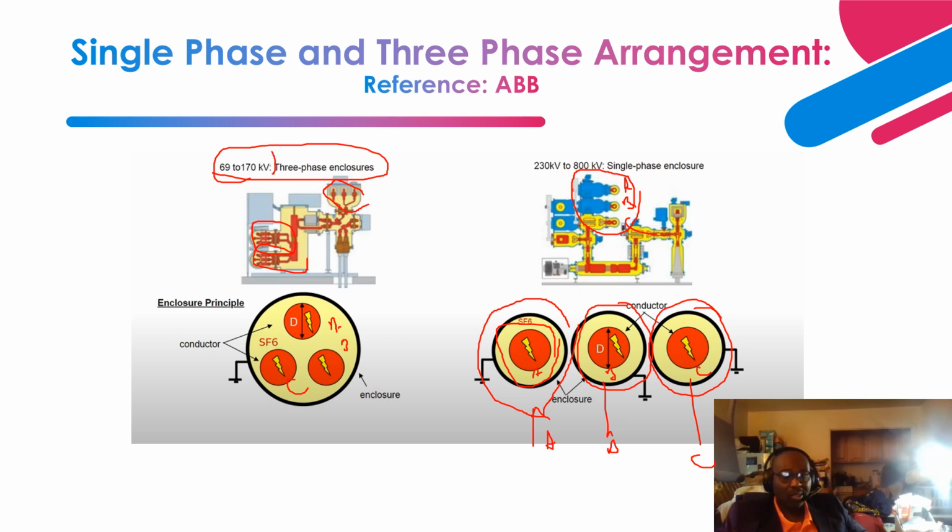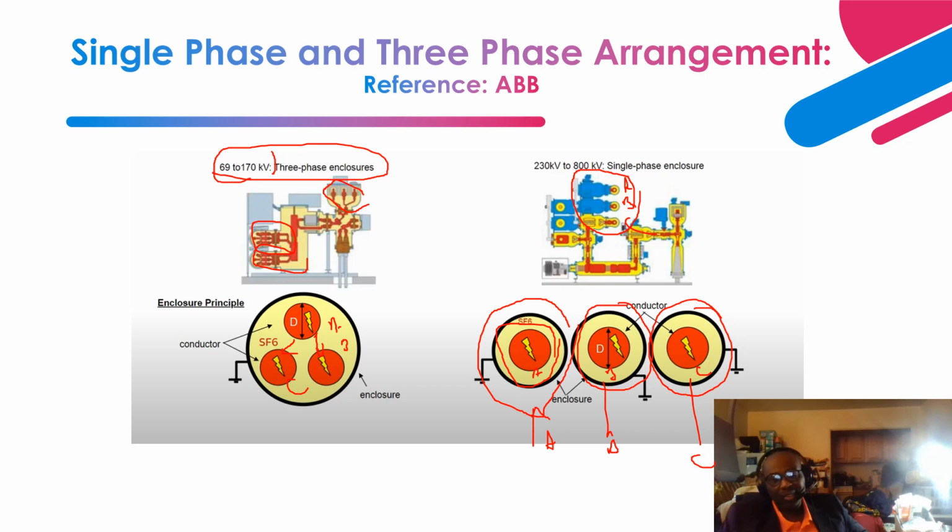It's because, as you can see over here, phase A is in close proximity with phase B, and phase B with C. Look at the spacing. As you go up to higher voltages, the probability of arcing becomes very high, and that is why the voltage level application is limited to 170 kV.